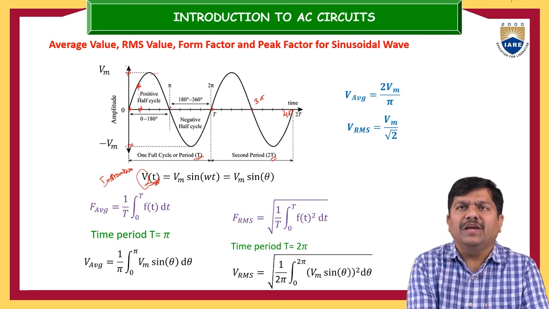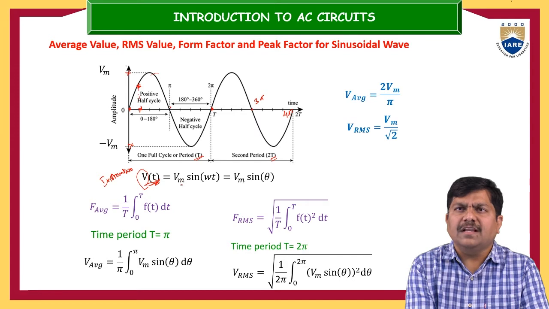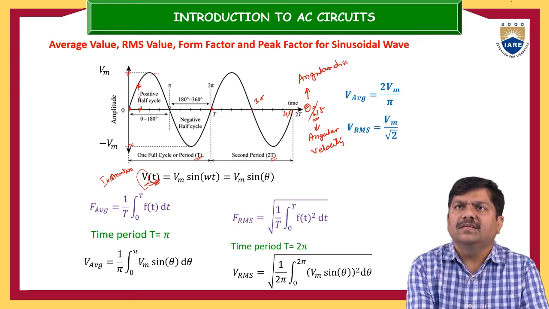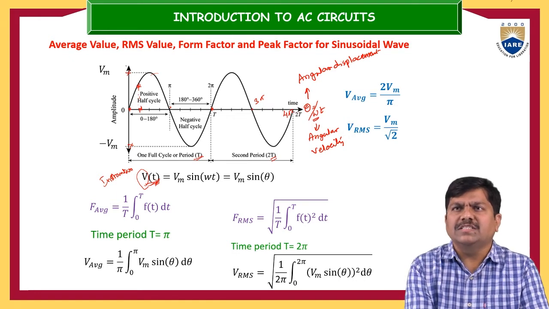So V of t has a sinusoidal representation, because it is now very clear that the waveform is in sinusoidal fashion. The x-axis is either theta or it is also represented with omega t, where omega is the angular velocity, and theta is known as the angular displacement of the wave. Otherwise, in simple cases, such as positional control systems, it is simply represented as time t.